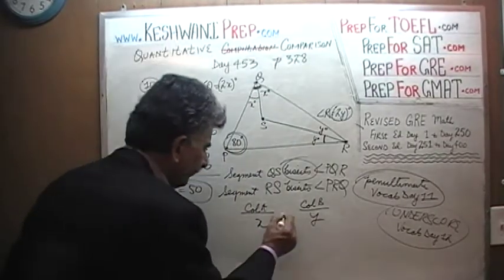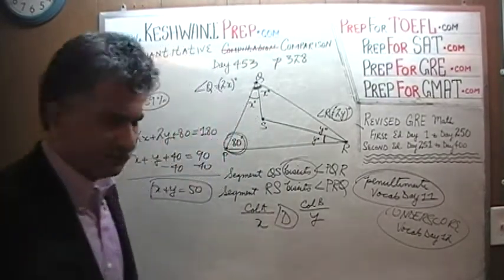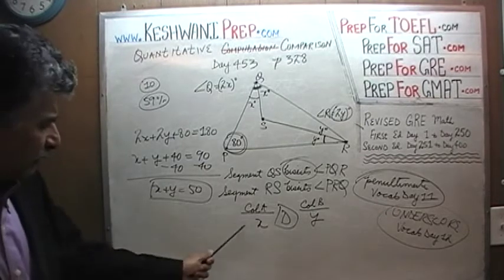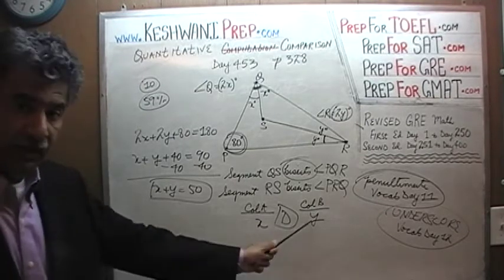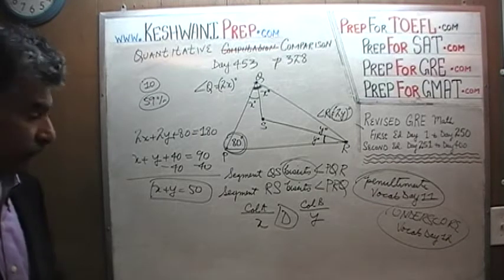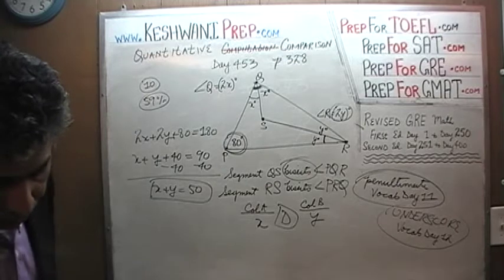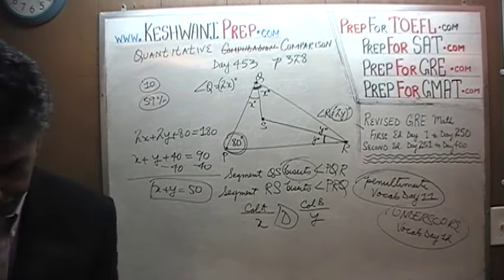The answer is D. Simply by knowing the sum of the two quantities does not enable us to tell which one is bigger and which one is smaller. They might both be equal. It might be 25 and 25. Or one is bigger than the other. Who knows?